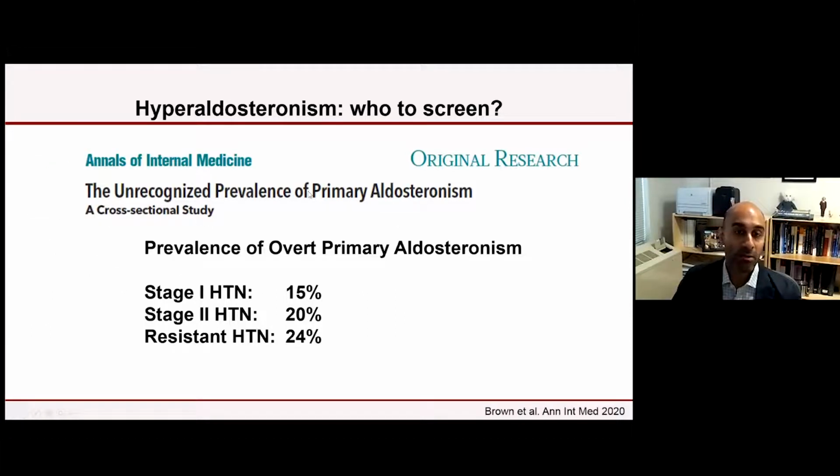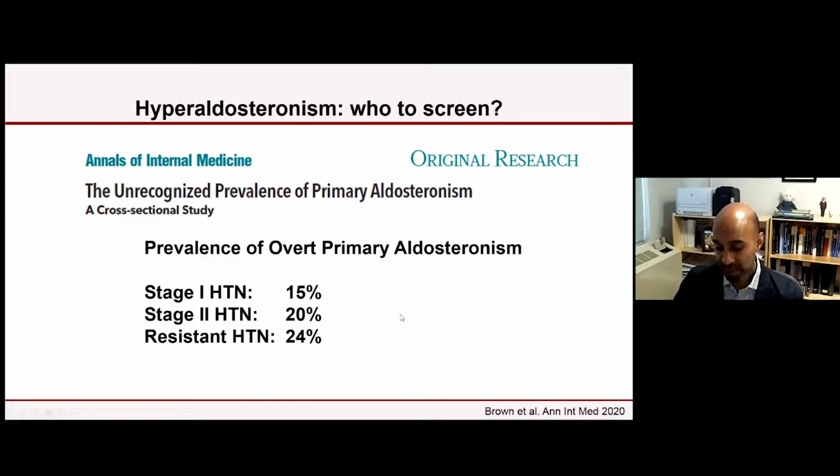Okay, so in a one-slide nutshell, there's been an accrual of data that has suggested that the prevalence of primary aldosteronism is way higher than we have given credit to or have recognized. In resistant hypertension, meaning 3 to 4-drug hypertension, the prevalence is up to 24%. Even in stage 1 to stage 2 hypertension, a solid 15 to 20% have overt primary aldosteronism that is mostly just being completely unrecognized.